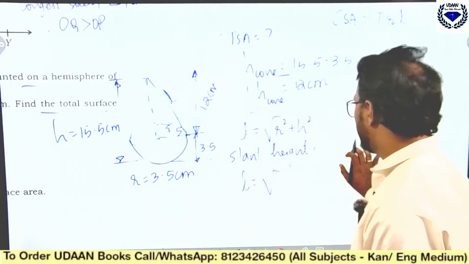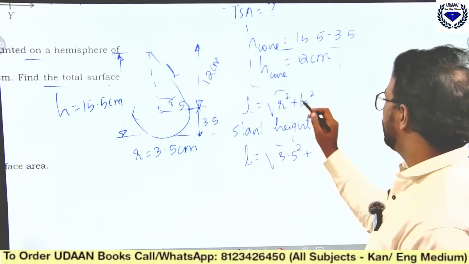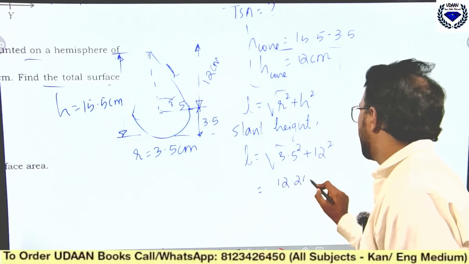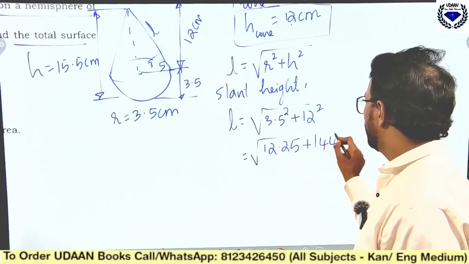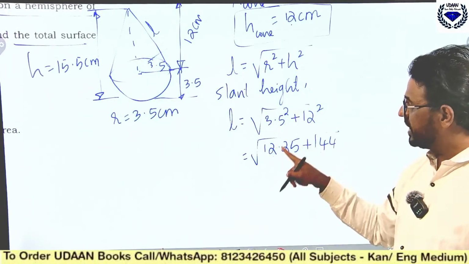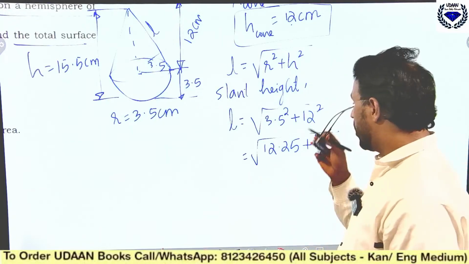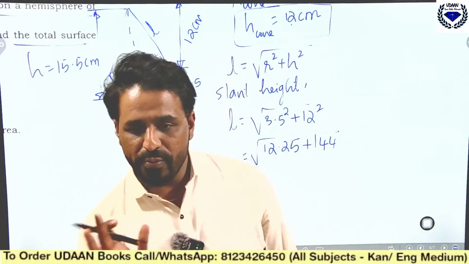Okay, so then what will you get here? r is 3.5 square, and h is 12 square. So it is 12.25 plus 12 square is 144. So here how much will you get? 3.5 square is 12.25. Therefore you will get 12.25 in this case. Okay, so I hope you are getting it.